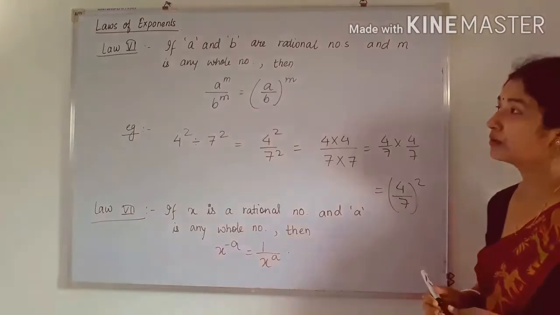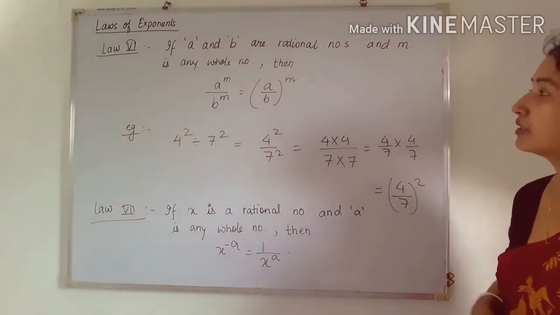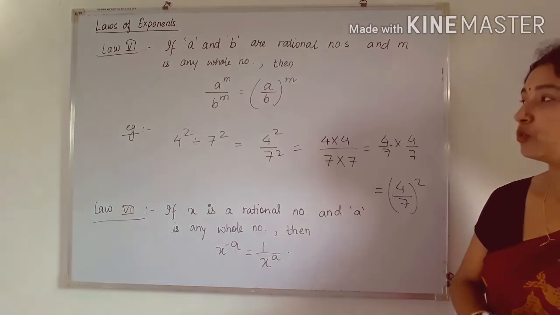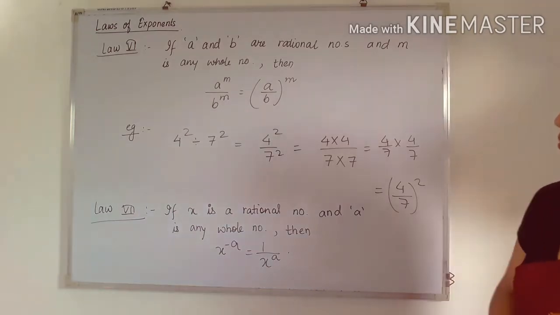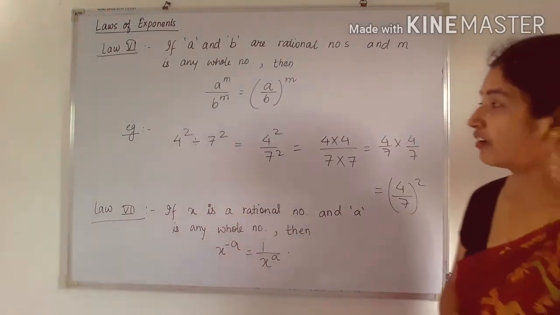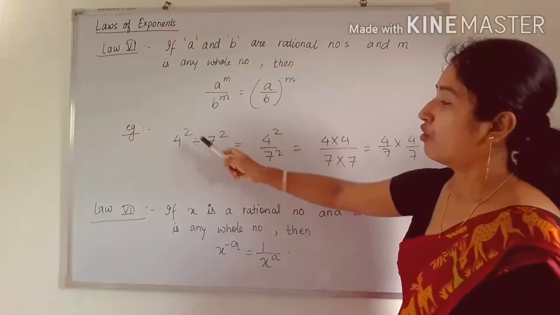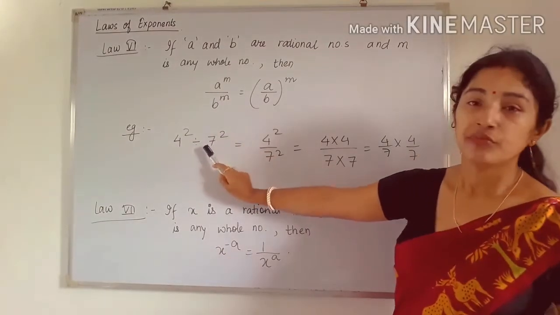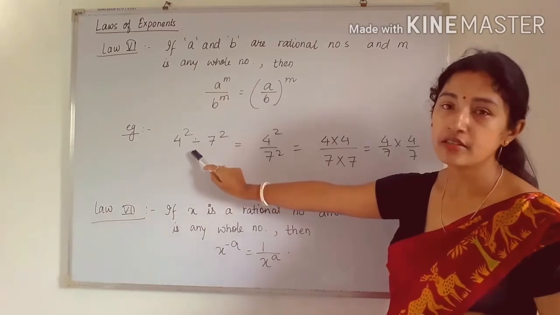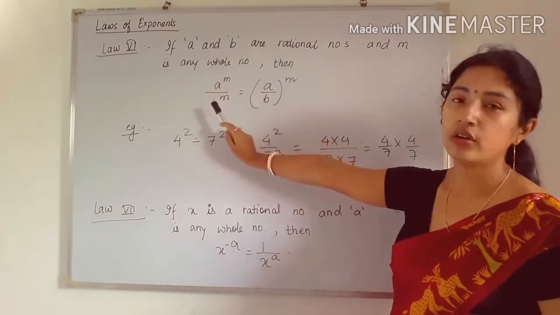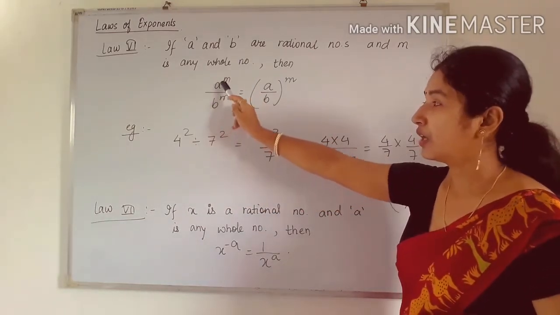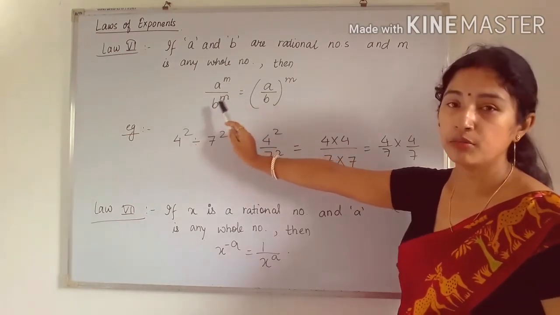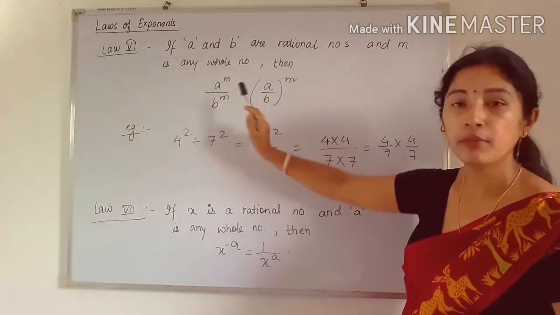So next is law number 6. If a and b are rational numbers and m is any whole number, then a to the power m by b to the power m is equal to a by b whole to the power m. For example, see, I have taken one example: 4 square divided by 7 square. Base is different, power is same. Division symbol is there, so we can apply this law. Here a to the power m is divided by b to the power m.